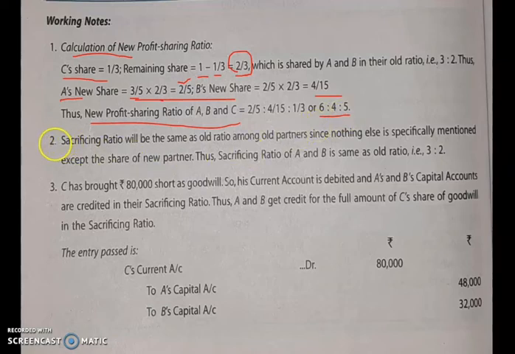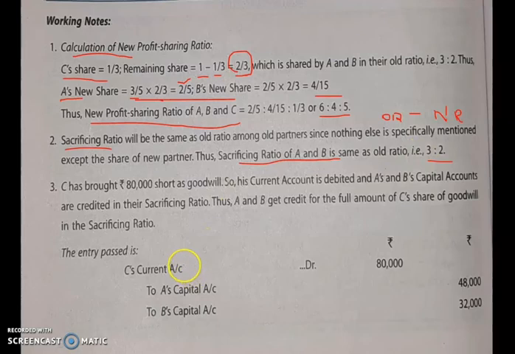Next step, the second step, is calculation of the sacrificing ratio. You know what the formula to calculate the sacrificing ratio is? Yes, old ratio minus new ratio. So with this formula, you have to find the sacrificing ratio of A and B. When you find the sacrificing ratio of A and B, what you get is 3:2. Same as their old ratio, you will get the sacrificing ratio. Okay, so the same ratio you will get. So this is the sacrificing ratio.